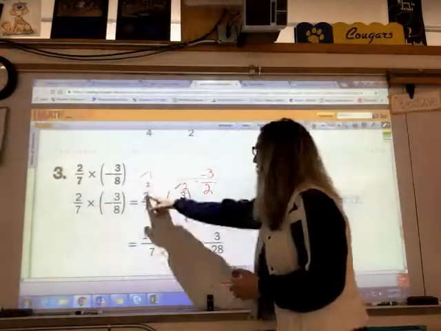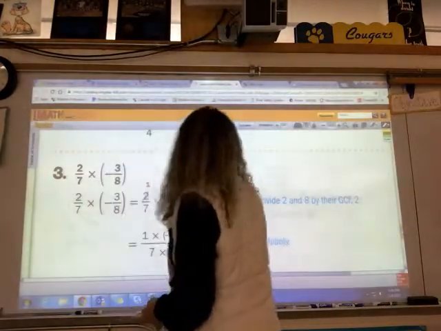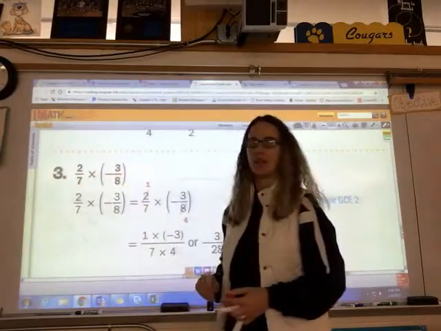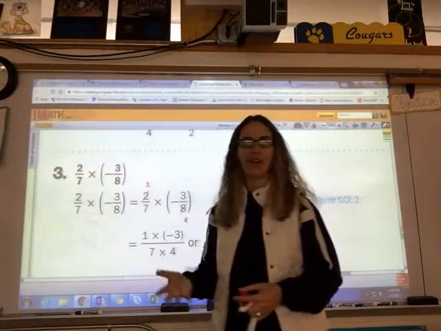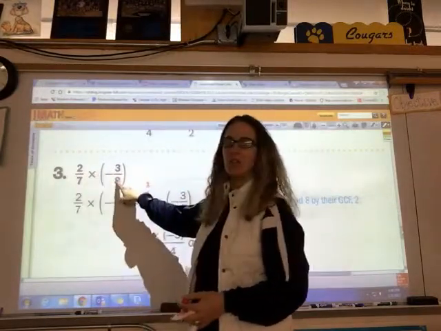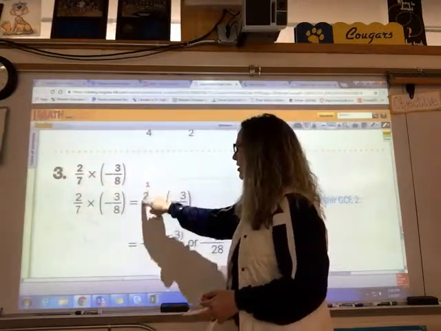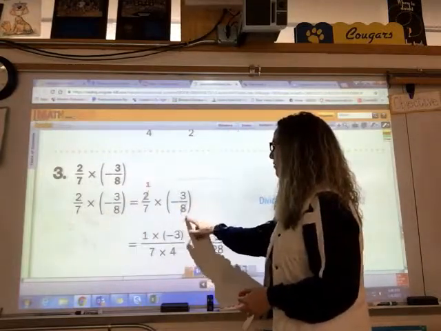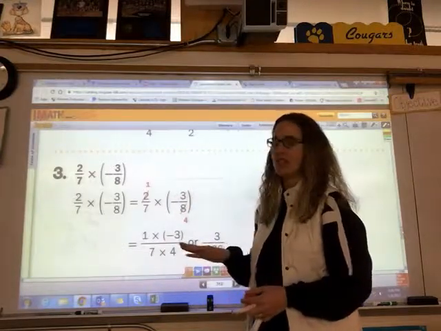Taking a look here, you can see on example number 3, the book did show you how to cross-reduce. They're taking 2/7 times -3/8. Again, I'm looking crossways to see if I can divide or find a factor that will go into both of them. I know that 2 goes into both 2 and 8, so I'm going to divide both of them by 2. 2 divided by 2 is 1, so we're crossing the 2 off and putting a 1. 8 divided by 2 is 4, so I cross the 8 off and put a 4. There's not a factor that will go into both 3 and 7, so that's going to stay the same.